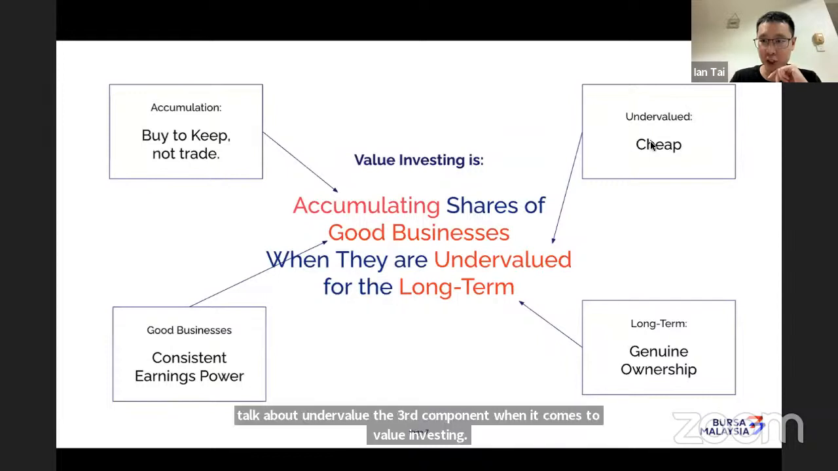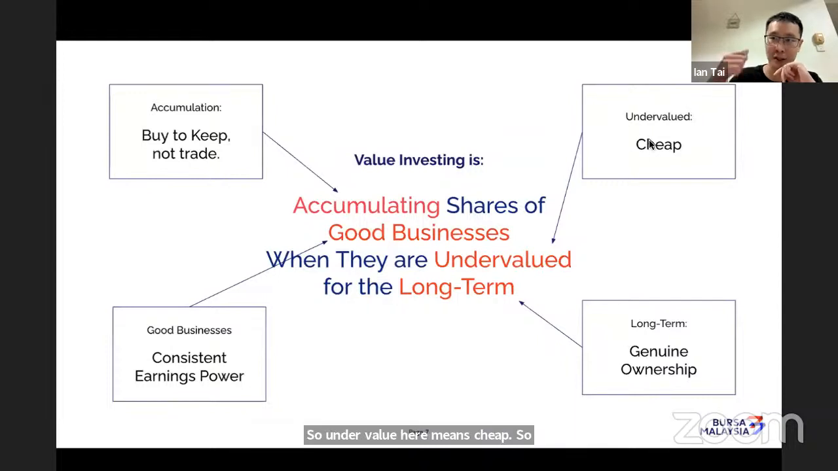Next, we talk about undervalued, the third component of value investing. Undervalued here means cheap. This is often measured by PE ratio, PB ratio, dividend yield, and PEG ratio. As long as the ratios are attractive and reasonable, you would consider that cheap, or at least fair. Last but not least, long term, which is about genuine ownership. Genuine ownership simply means that, once again, we buy to keep and not to trade. So this is the essence of value investing.